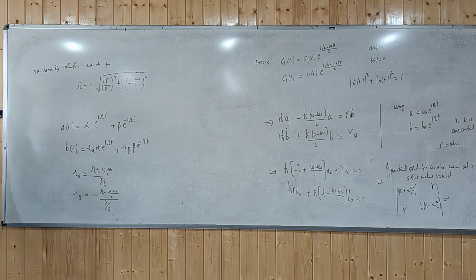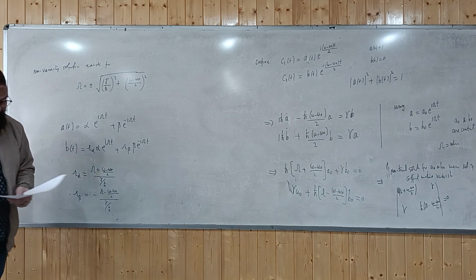Now we will apply the boundary conditions. We have got A of t. If we know A of t and B of t, what will we get? C of t. C1 and C2 are written in terms of A and B. Clear? Okay, so now let's apply the boundary conditions.